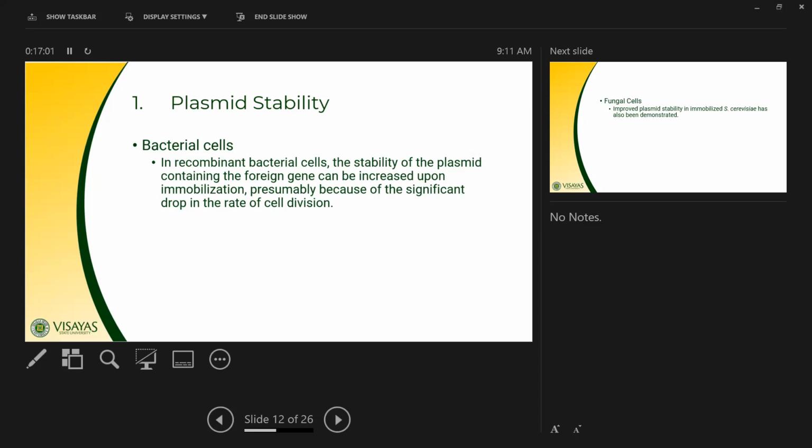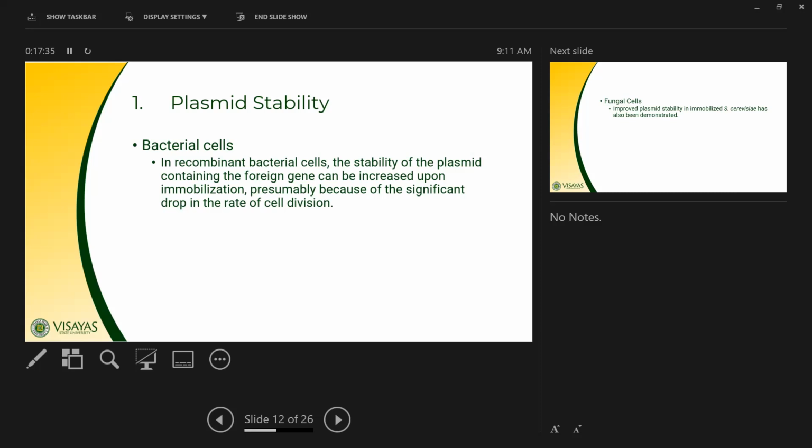coli. So E. coli is the host organism. The E. coli will express the insulin protein. That is why it is called recombinant bacterial cells, because insulin is not naturally produced by the E. coli. So recombinant bacterial cells, meaning the plasmid is important because the plasmid contains the foreign gene, right? It contains the foreign gene that is your target product, okay?